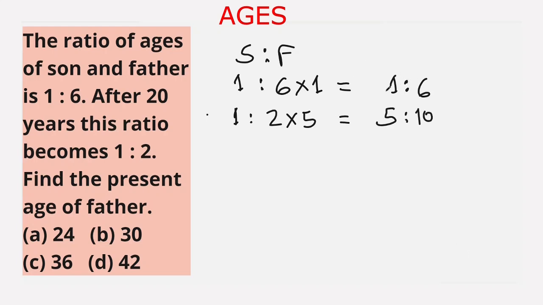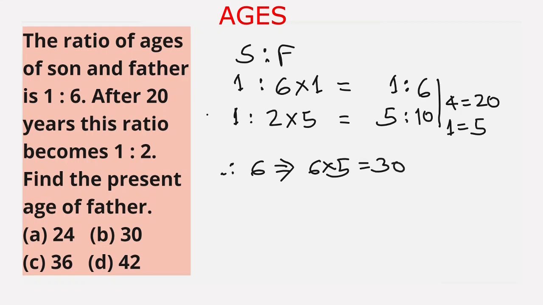Now we see that the difference between 1 and 6 is 5 as well as between 5 and 10 is 5, and 1 to 5 is 4 and 6 to 10 is also 4. And 4 is equal to 20 years. Therefore 1 equals 5. Therefore 6, that is the age of father, equals 6 multiplied by 5 equals 30. Thus the age of father is 30, and from the given options our answer is option B.